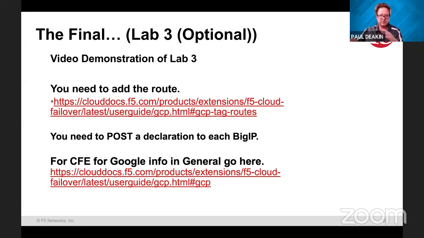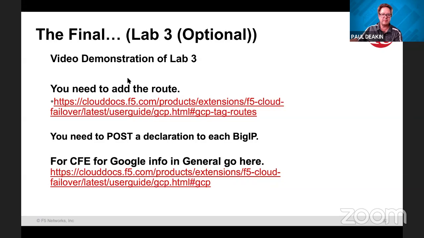I guess I should have some diagrams that would make it clear. But if you had routes, you can use the Cloud Failover extension, and it will actually move routes from one target BIG-IP to the other. So if I was pointing at BIG-IP 1 and I wanted to move to BIG-IP 2, I could actually move the route inside of Google Cloud. Again, it uses the Cloud Failover extension.